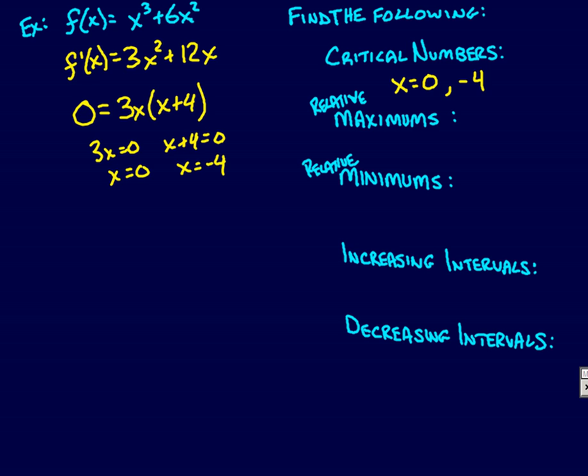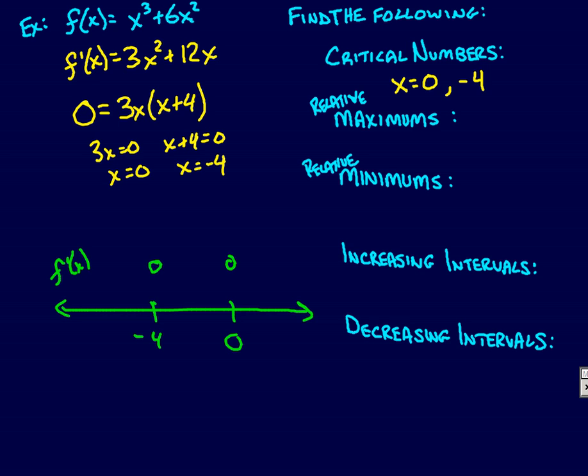Now, to find which of those are relative mins and maxes, the rest of this is all dealt with by doing our number line. So we're going to sketch a number line. Our numbers that we want to look at are negative 4 and 0. And at each of those, what do we know? Well, we know that f prime of x will equal 0 at each of those, but now we need to do the test intervals around them.